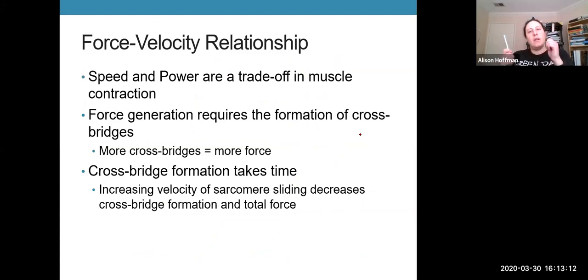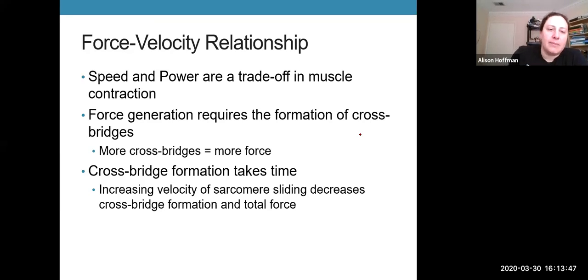Okay, so something we're going to talk about more this week is the trade-off between power and speed. We're going to talk about levers on Wednesday, and that's very much going to be about speed versus power. Because if you're trying to maximize one, you lose the other, and vice versa. So just like we have this force-tension relationship, we also have a force-velocity relationship.